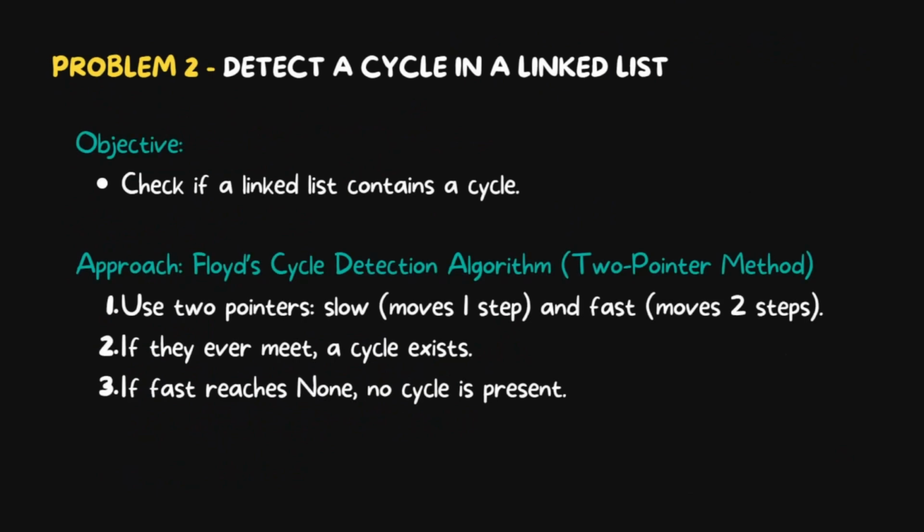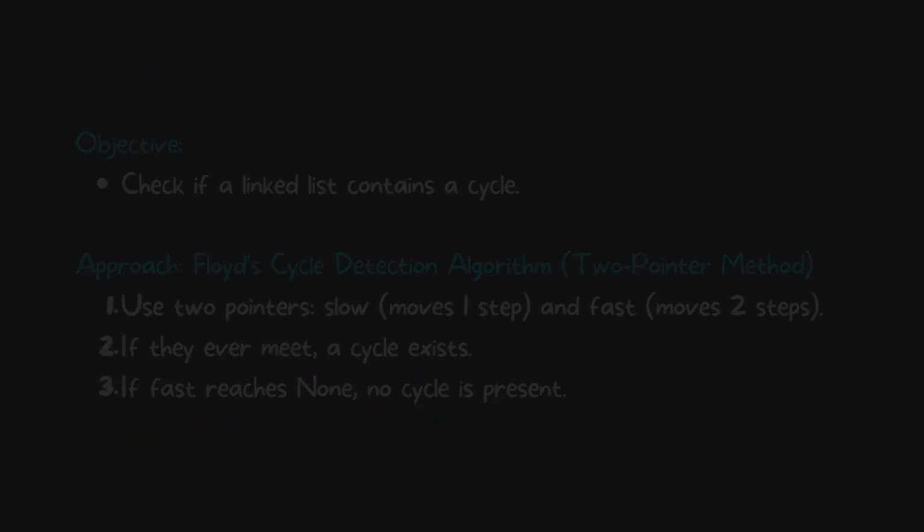Now let's move on to our second problem, detecting a cycle in a linked list. A cycle occurs when a node links back to a previous node, creating an infinite loop. We will use Floyd's cycle detection algorithm, also known as the two-pointer method. Let's go step by step through the implementation.